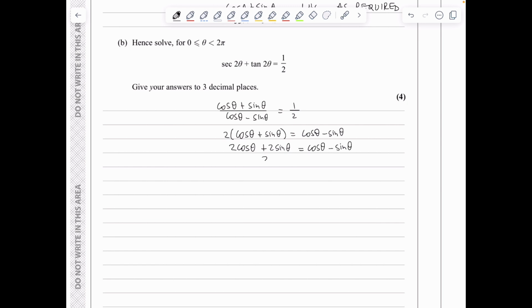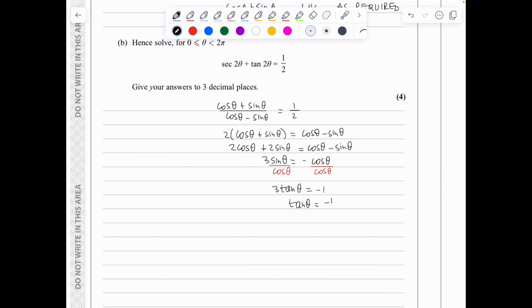This leads to 3 sin θ = -cos θ. And I will proceed by dividing both sides by cos θ. So we're looking at 3 sin θ over cos θ is equal to -cos θ over cos θ, which is of course 3 tan θ = -1, and therefore tan θ = -1/3.